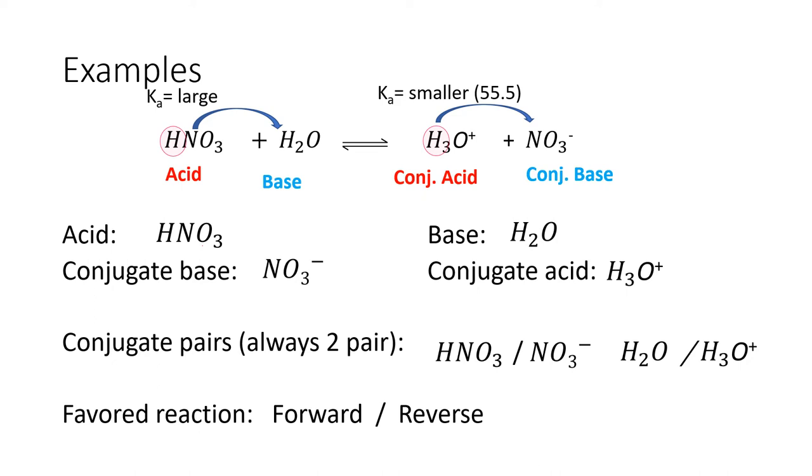So in this case, the stronger acid is the actual acid, not the conjugate acid, which means the forward reaction is favored. So when the acid is stronger, the favored reaction is the forward reaction. When the conjugate acid is stronger, that means the reverse would be favored.